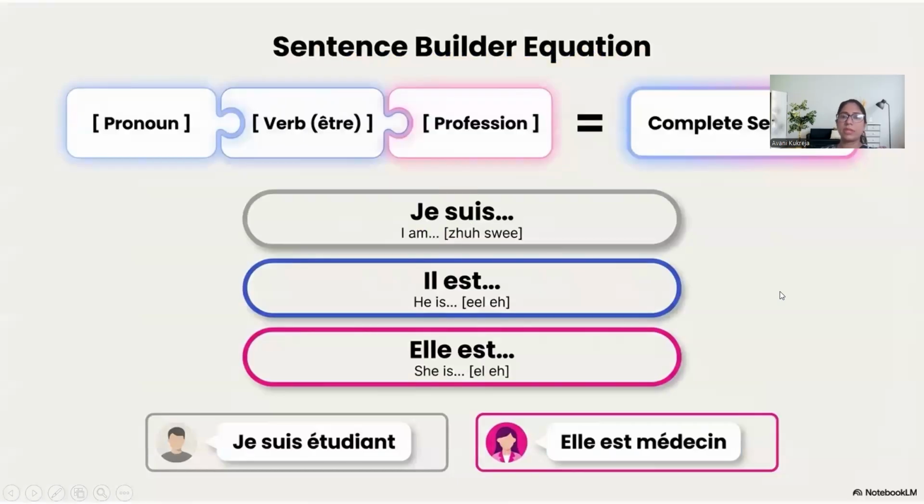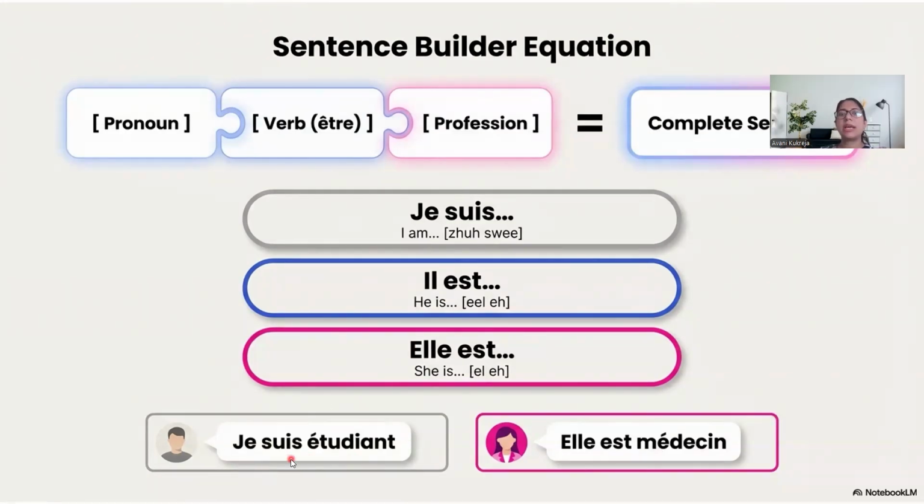Now the formula, I'm just doing a quick recap of yesterday's class. We add the subject pronoun, je, tu, il, elle, nous, vous, ils, elles. We conjugate the verb être along with the subject pronoun, and then we add a profession, whatever the profession. For example, je suis étudiant. I'm a student. Elle est médecin. She's a doctor.